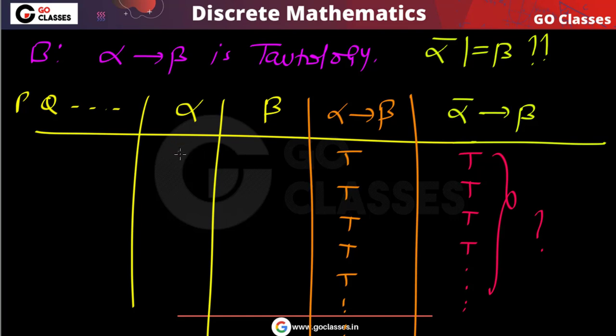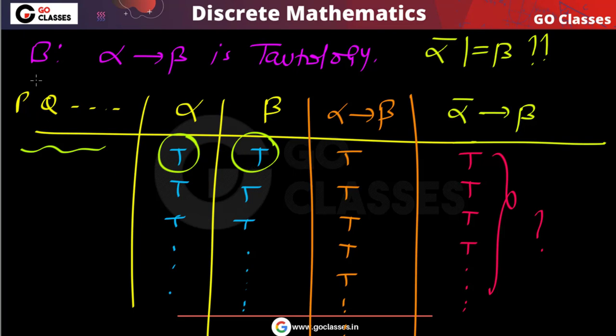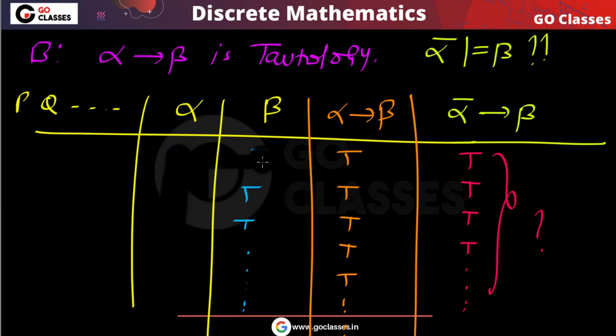Just look at this situation. If I take true, true, let's assume alpha is a tautology and beta is a tautology. Alpha implies beta is definitely a tautology, but in this situation the negated one will actually also be a tautology. So let's do something else. Let me make it false.